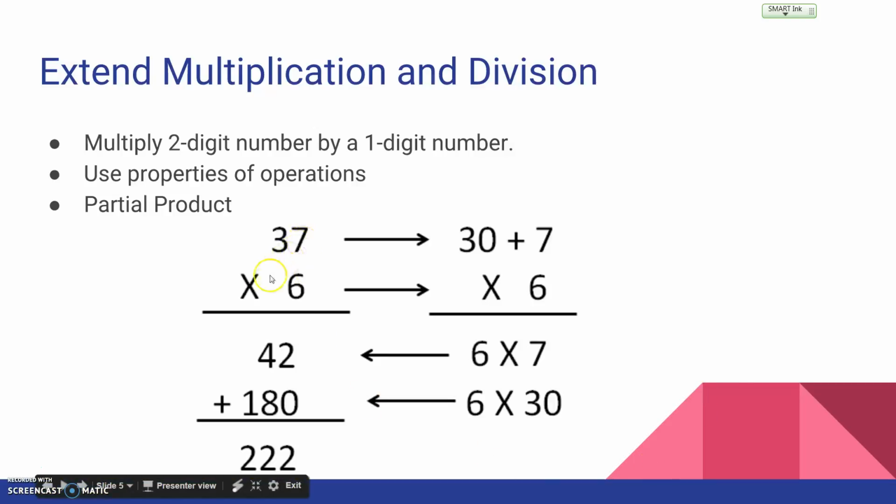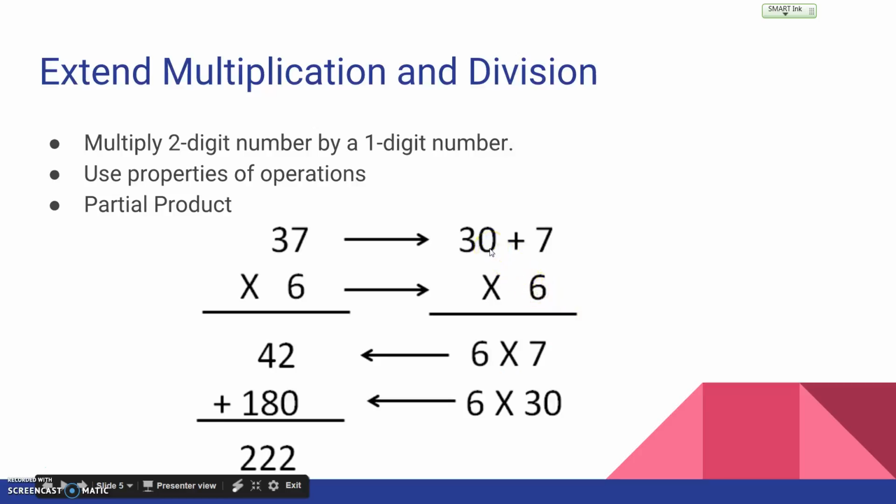If I have 37 times 6, I can decompose the 37 and say that it is equivalent to 30 plus 7. And I'm still multiplying it times 6. Now I'm going to say 6 times 7, and I write that down. That's the first step. Then I'm going to multiply 6 times 30.